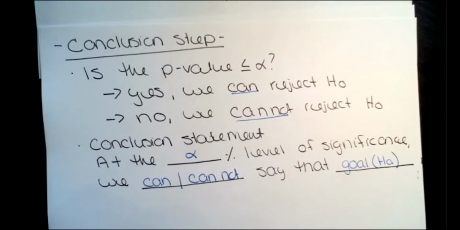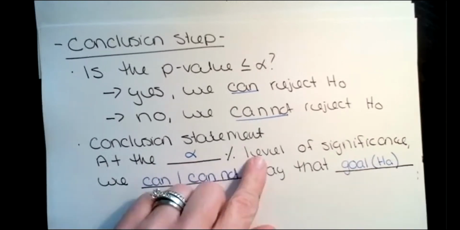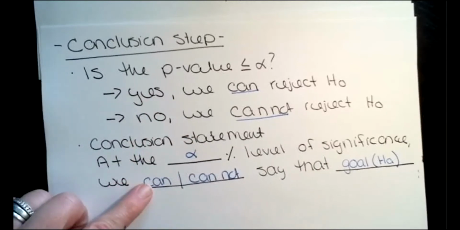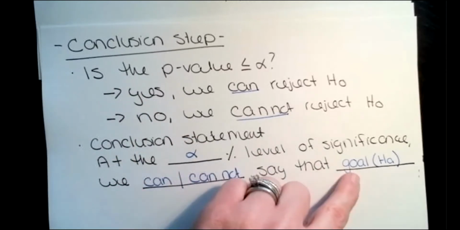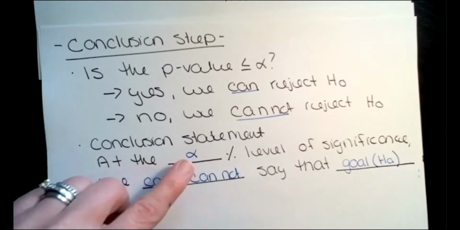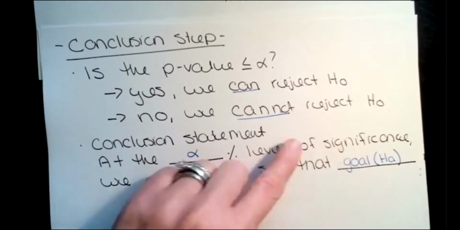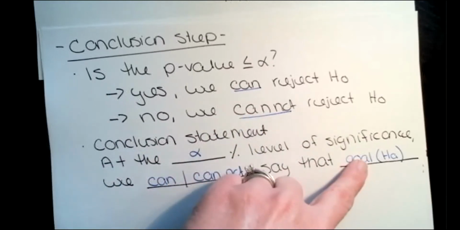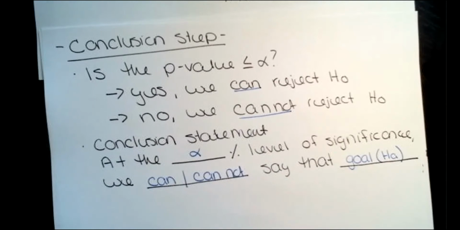So what I'm saying is that at the 5% level of significance, if I answered yes, then I can say that the goal is true, basically. Or at the 5% level of significance, if I answered no up here, I cannot say that goal.